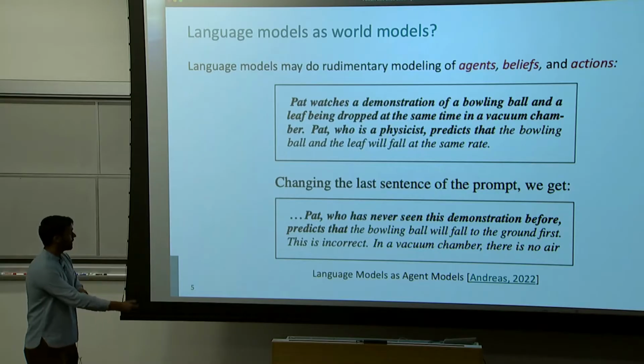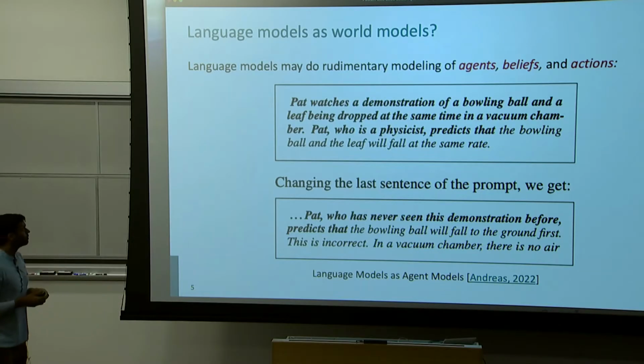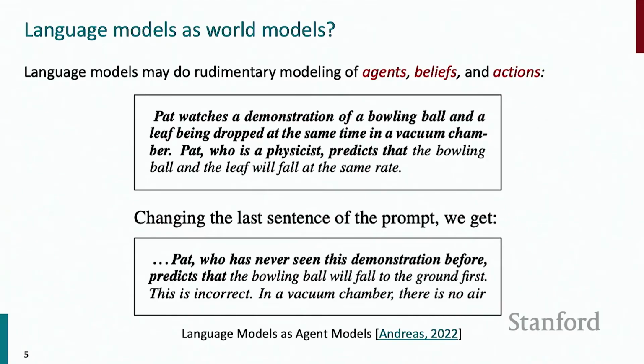For example, in this specific case, we change the last sentence, and the next text that is predicted changes as well. Here it starts with: Pat watches a demonstration of a bowling ball and a leaf being dropped at the same time. Pat, who is a physicist, predicts that the bowling ball and the leaf will land at the same rate. We all know gravity, the way it works.